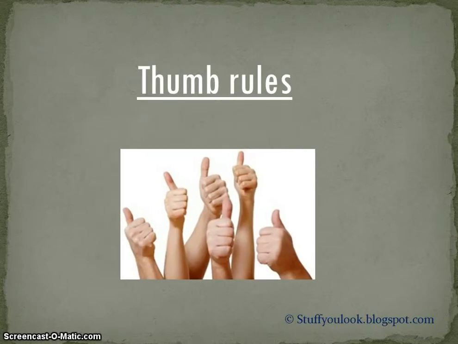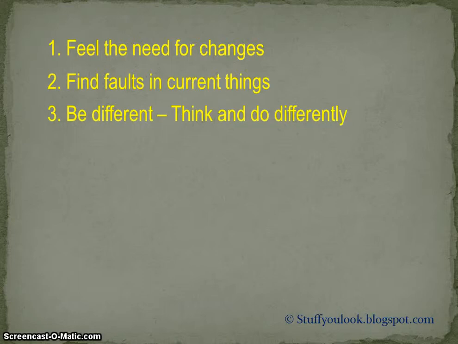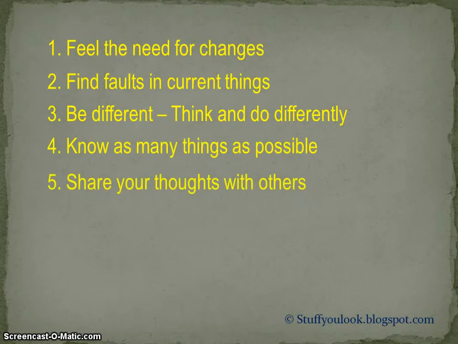Well, as usual, I will wrap my discussion on improving creativity and lateral thinking with simple, straight points, what I call my thumb rules. Feel the need for changes or requirements. Find faults in the current things, I mean products, materials, procedures, or whatever you come across. Be different, think differently, and do differently. Make the habit of exposure to as many new things, situations, and products. Share your thoughts with friends, family, and others. Go through others' works and analyze them. Live in assumptions. Observe and analyze others, their attitude, behavior, work nature, ideas, etc.